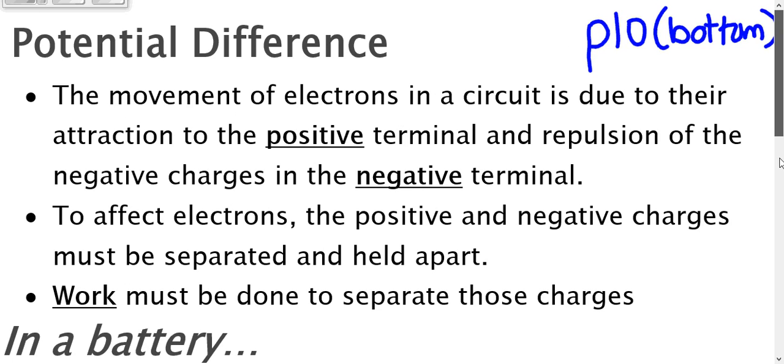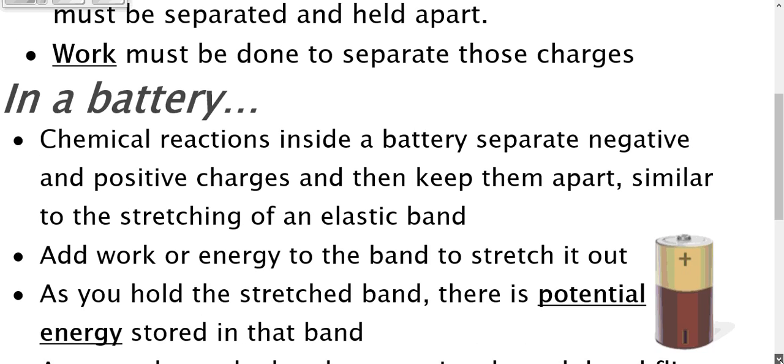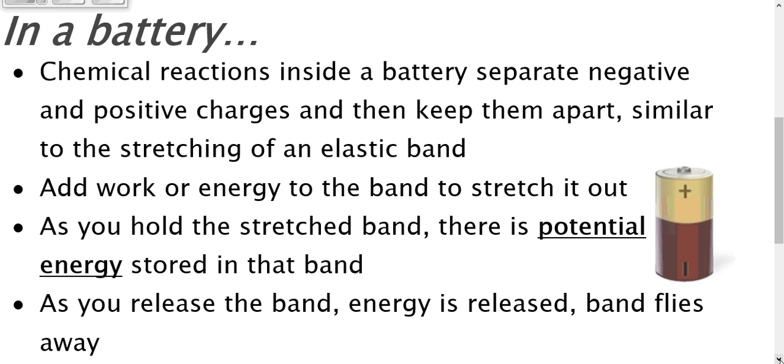So in a battery, a chemical reaction inside separates negative and positive charges and keeps them apart. Similar to the stretching of an elastic band. Work or energy has to be added to that elastic band to stretch it out. As you hold that stretched band, it's called potential energy. There's potential energy stored in that band.